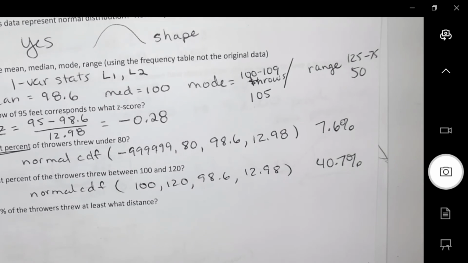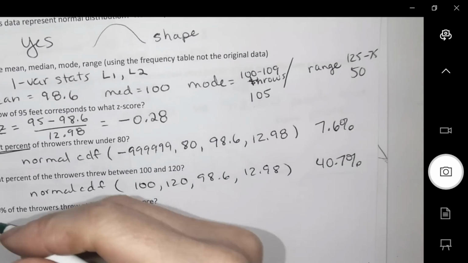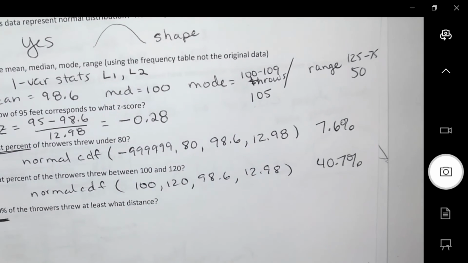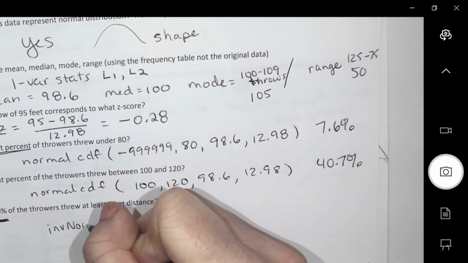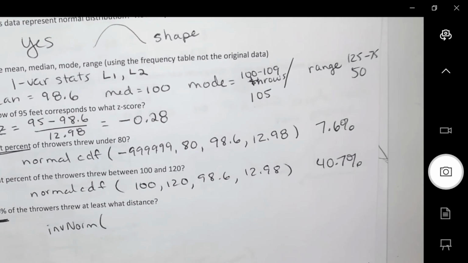Okay, and the last question, I feel like this one always seems to be the hardest question because you're going to have to do two things for this. 80% of throwers, okay, I've been given the percent. So did you remember to write that down on your sheet? If you're given the percent, inverse norm.